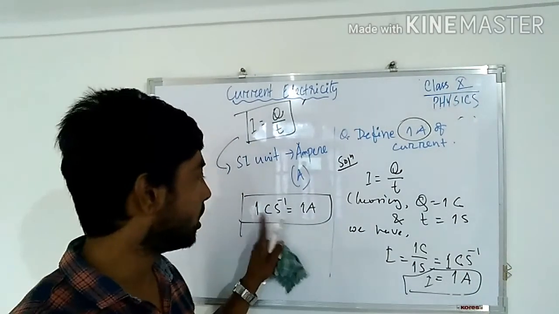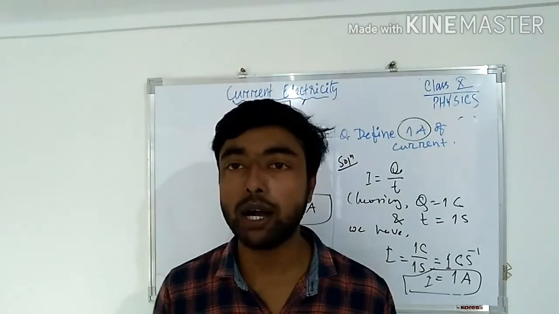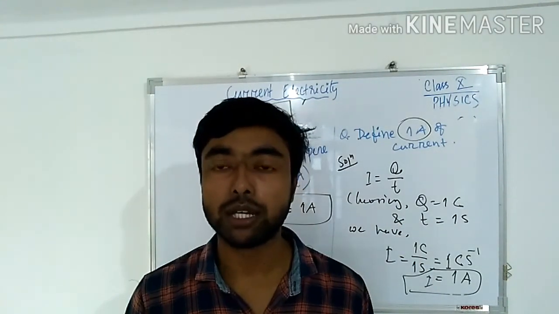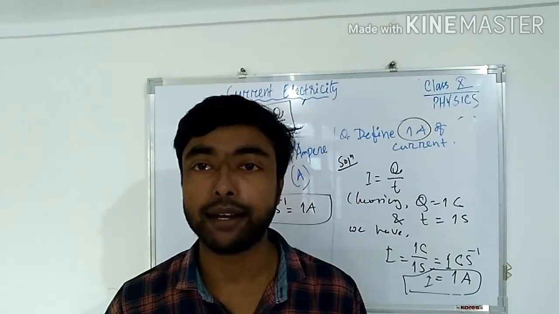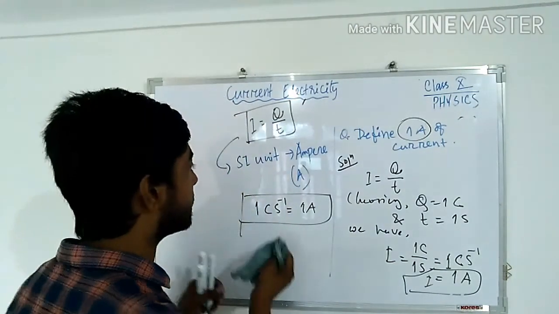Understood? 1 coulomb 1 second में अगर flow किया तो इसमें कितना current होगा? 1 ampere current होगा. Understood? This is all about electric current. Done? Now electric current, now electric circuit.